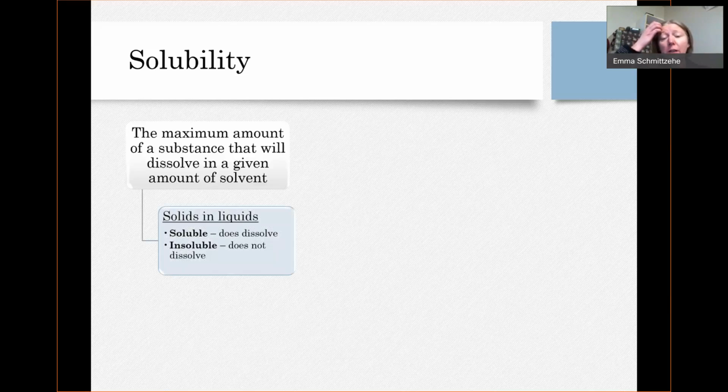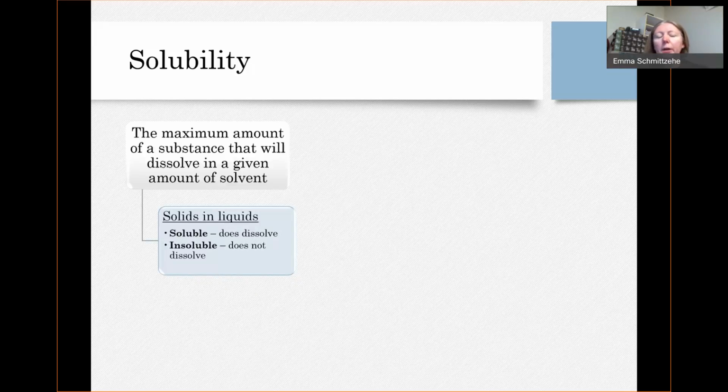Now, when we're talking about solids being dissolved into a liquid, we typically use the terminology soluble and insoluble. So soluble would indicate that that solid does dissolve into the liquid, whereas insoluble would indicate that it does not dissolve in the liquid or very little dissolves. Okay, so insoluble, sometimes people will call it slightly soluble. So a little bit dissolves, but not a lot.